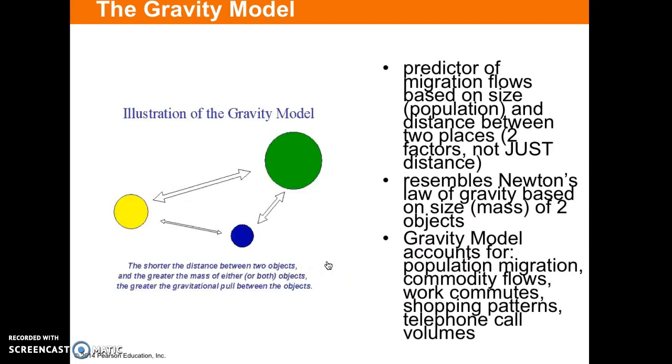The gravity model is another model you'll talk about this year. And the gravity model really just says that it predicts the flow of migration between two places. And you have to use two factors, not just how far away it is. You can also use it for how much different commodities or materials flow back and forth, how far people will move to commute for work, shopping patterns. You can use it to apply to really any pattern of movement.